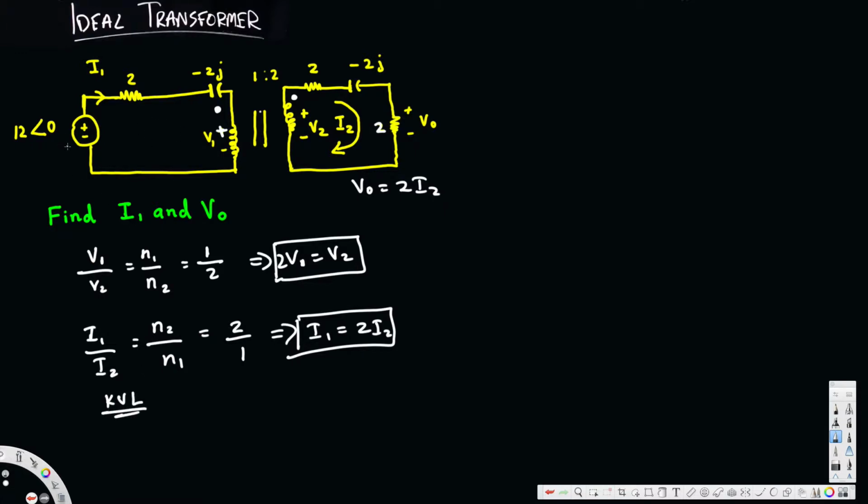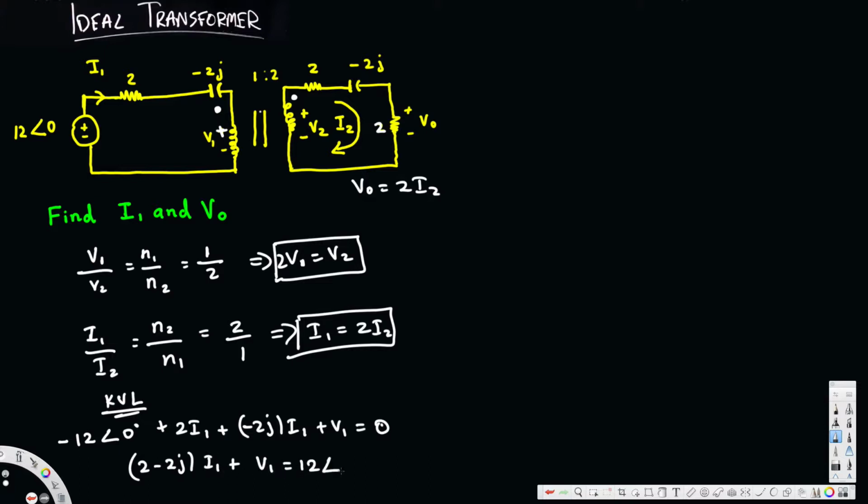If I apply KVL, here we have 12 angle 0 degrees, and that's going to be negative since it's going through negative to positive. So negative 12 angle 0, plus 2I1, plus negative 2j times I1, plus V1 is equal to 0. That's the first equation. Let's simplify this. We can take I1 common, so this is going to be 2 minus 2j times I1 plus V1 is equal to 12 angle 0. This is the first equation if you apply KVL for the first loop.